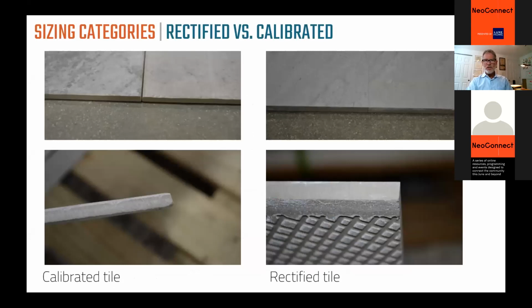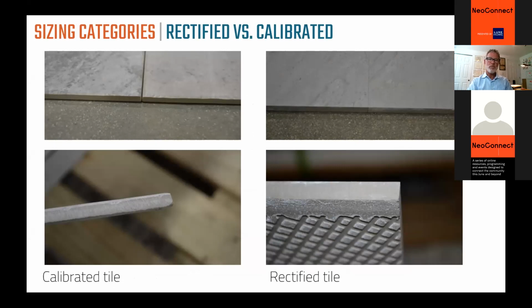In terms of edge categories, I draw this to your attention because we're going to talk about grout joint width and what type of tile you can get thinner grout joints with. It has to do with the type of edge. There are rectified edge tiles and then there are calibrated tiles. The difference is that rectified tiles have crisper, straighter, more predictable and more exacting edges because they've been cut after they've been fired.